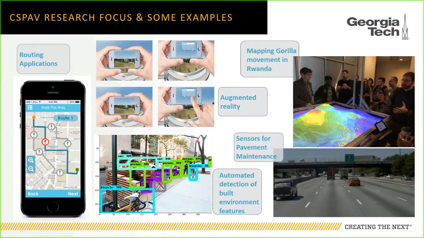At the bottom here, I'm showing you some examples of projects that we do in terms of automated detection of built environment features using machine learning and artificial intelligence techniques.